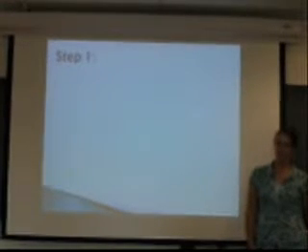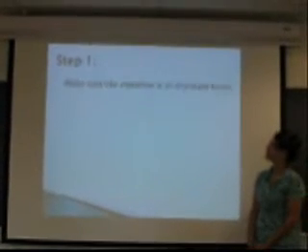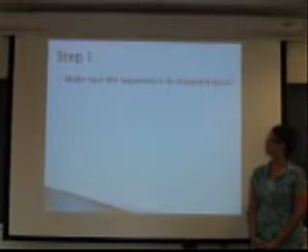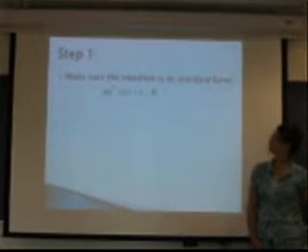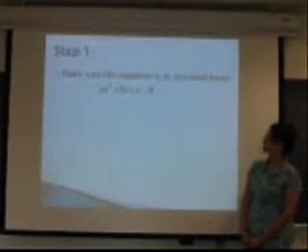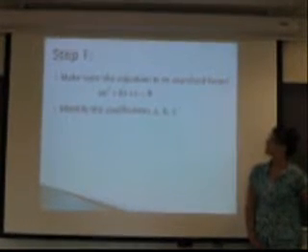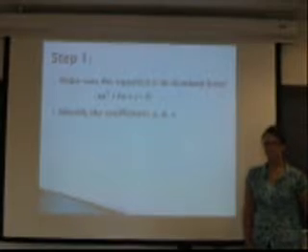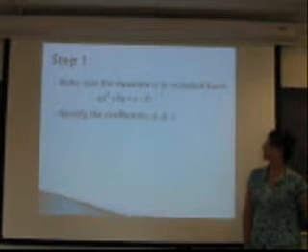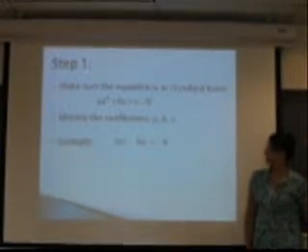Step 1 is probably the most important step. This is where we need to make sure our quadratic equation is in standard form. Now remember that standard form is ax squared plus bx plus c equals 0. Once we do this, we can identify our coefficients a, b, and c that will be used in our quadratic formula. Let's work with an example.